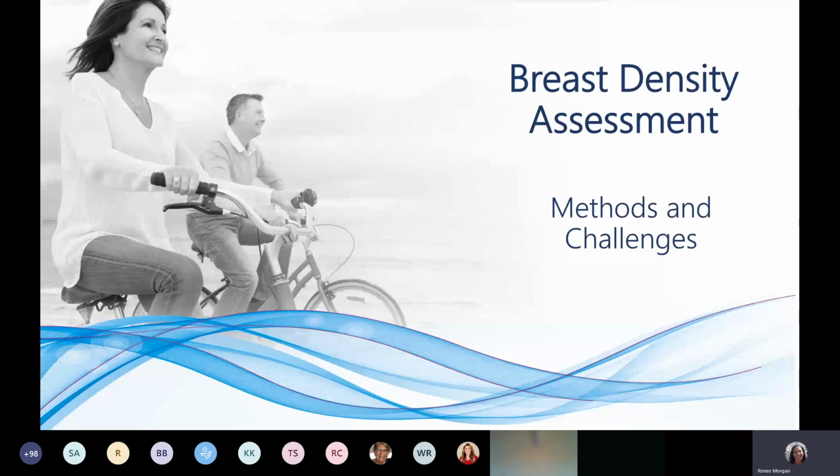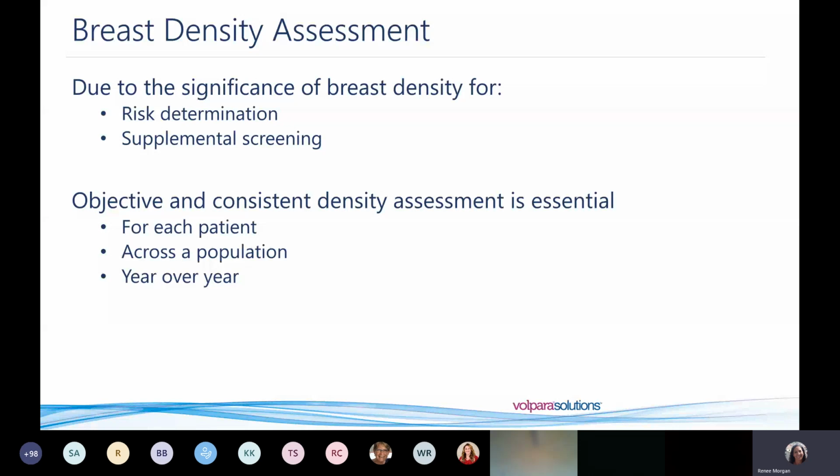So we'll talk about breast density assessment and dive deeper into the methods and challenges around that. Knowing a woman's breast density is very important for risk determination as well as supplemental screening. We do need it to be objective and consistent. This is essential for each patient, across a population, and year over year.